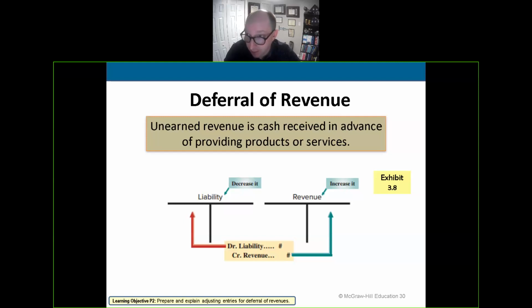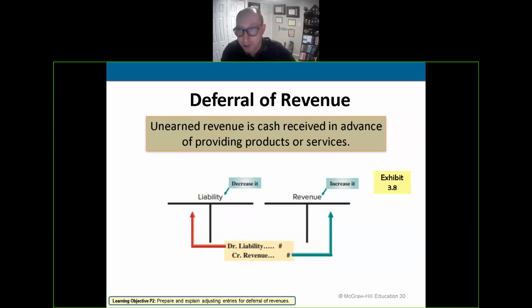They would debit cash because they received the payment from you, and they would credit unearned revenue. Unearned revenue is a liability account. So that would increase the asset, and it would increase the liability. At the end of the month, whether you went to the gym or not, they would debit unearned revenue to reduce the liability account, and they would credit revenue to increase the equity account.